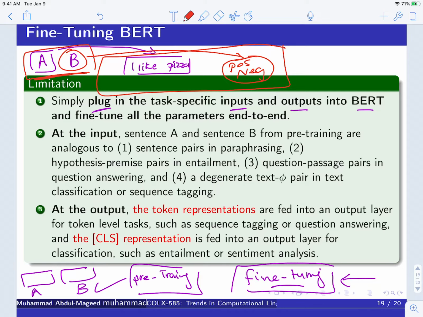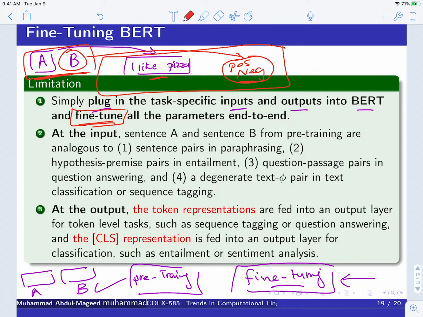So we now plug the inputs and the outputs of the downstream task into BERT and continue training it. We call it fine-tuning, and end-to-end, meaning there's nothing we add to this model. We just take BERT, feed the data and the labels from the downstream task to it, and continue training it. We call it fine-tuning because we are asking it to learn a little bit more about the specific labeled dataset for the task.